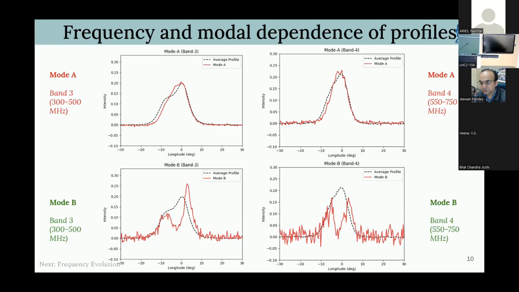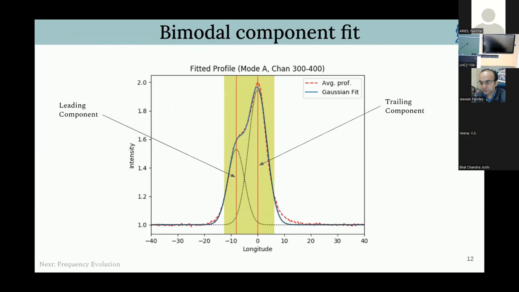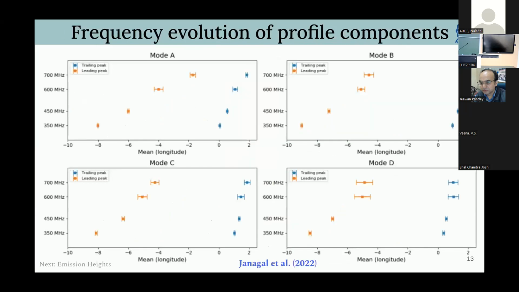And mode B shows a much more drastic variation in the intensity of the components of the profile. Similarly, modes C and D also showed change in average profile over frequency, apart from the profile becoming sharper at the higher frequencies. So to all of these average profiles, we then fitted a double Gaussian function to find the position of the peaks in the profile subcomponents. The yellow region in the plot shows the pulse width at which the intensity drops to 10% of the maximum. So now, because we had a wide bandwidth of 200 megahertz, we could further divide up.